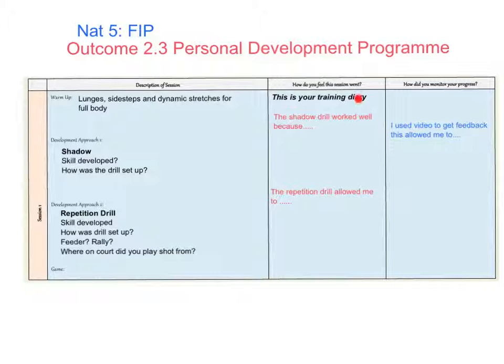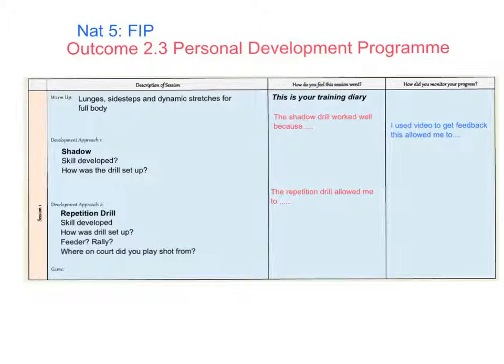You should also then look at the second column here and use this part, which says how do you feel this session went, as your training diary. Here you're going to comment on how well the particular drills that you used worked and how effective they were at allowing you to develop the skill you were working on. You might want to say the shadow drill worked well because it allowed you to focus on the correct technique for performing the shot, and you developed the feeling for how to perform this action correctly. You should then reflect on drill 2 and mention that the repetition drill allowed you to develop your consistency or your fluency or your accuracy performing this shot, and that you felt you've really improved as a result of this session. But it's important to be honest, if you felt the drill didn't work, you should mention that as well at this point.